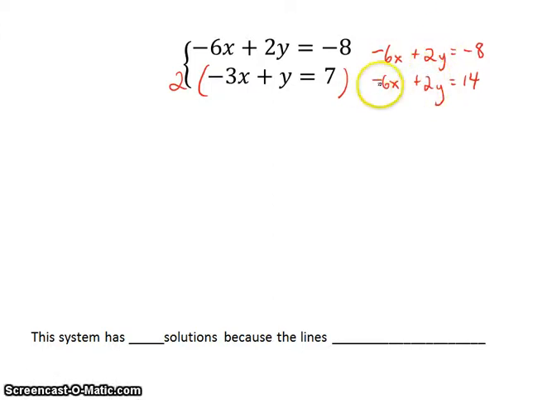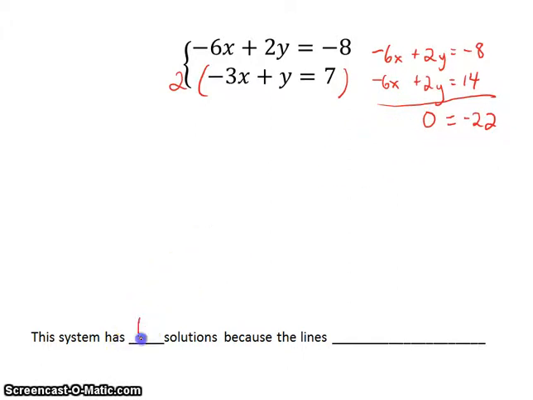Negative 6x minus a negative, or plus 6x, is 0. 2y minus 2y is 0. So there's nothing left on that side. Negative 8 minus 14 is negative 22. What happened is my x and y's both canceled out, and I got something that's not true. 0 is not equal to 22.